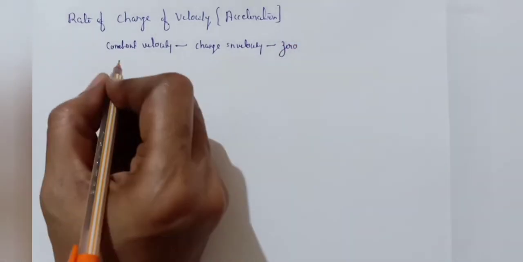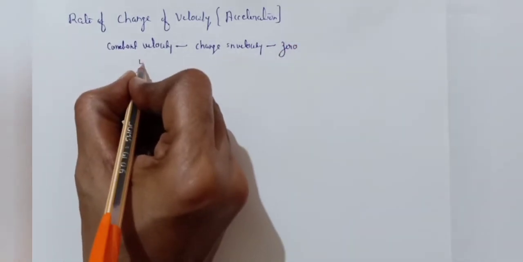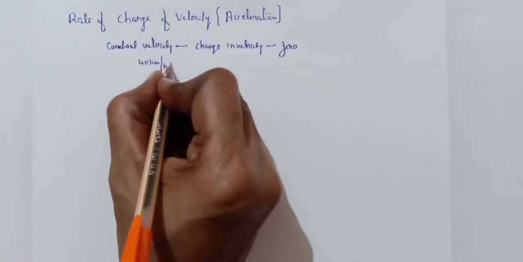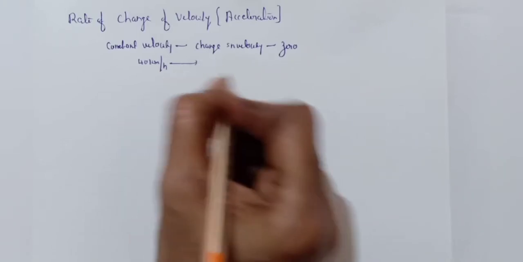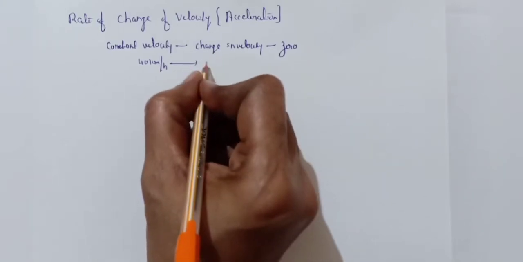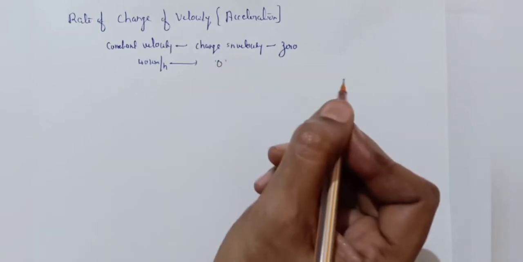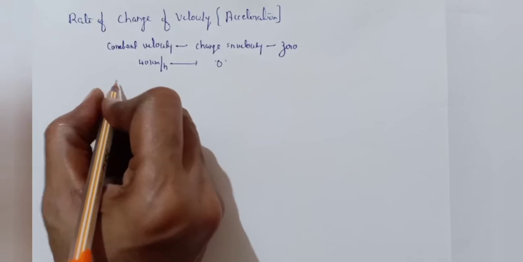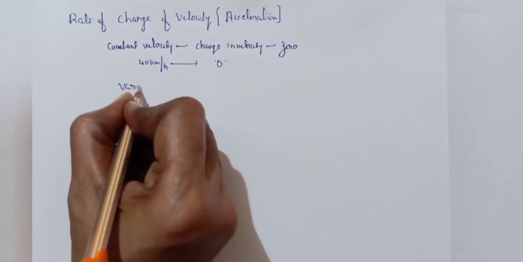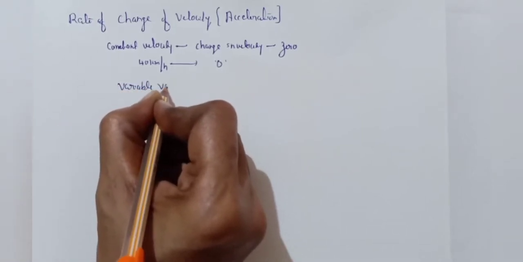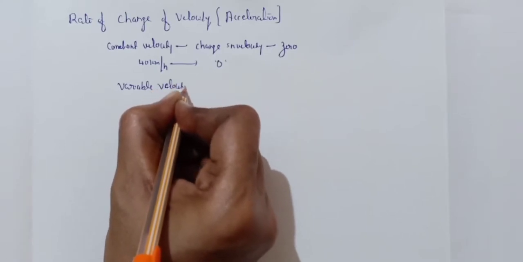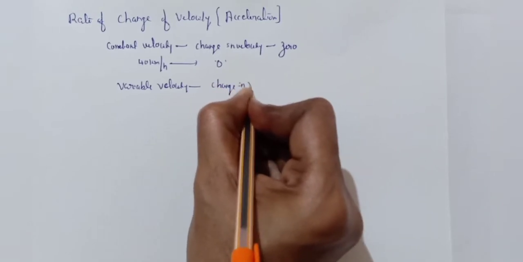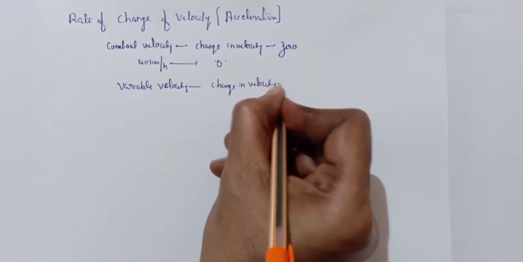It means, suppose if an object is moving with 40 km/h speed throughout its journey, then there is no change in velocity. So change in velocity is zero. Next, suppose if an object is moving with variable velocity, then the change in velocity is not zero.